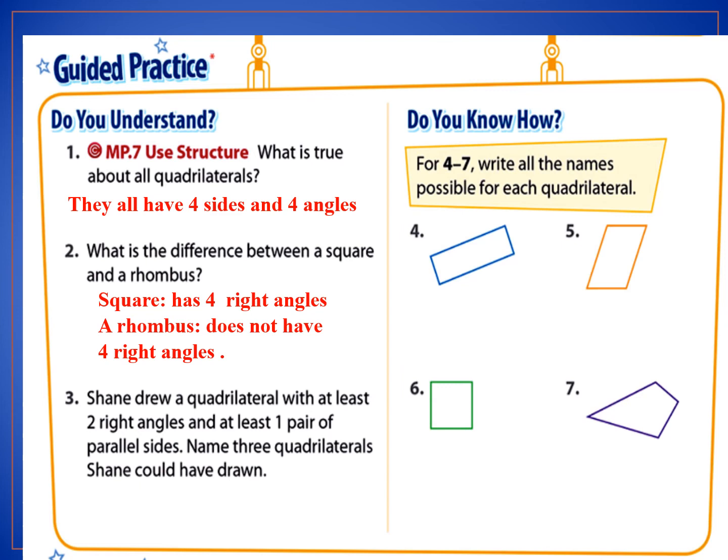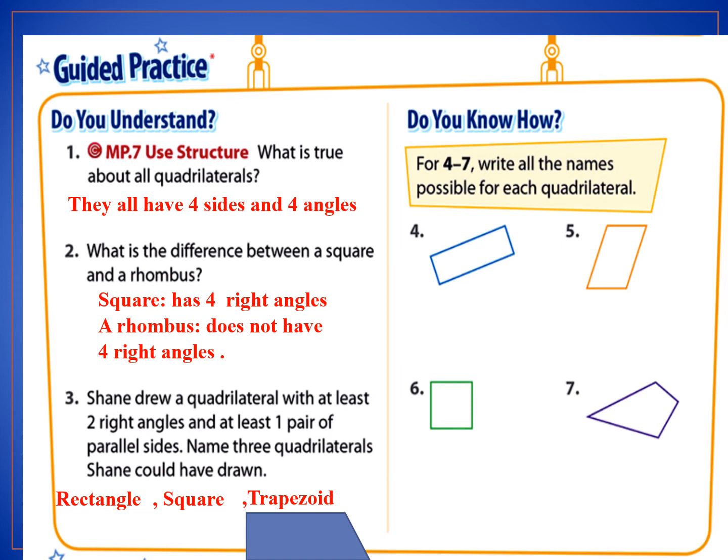And it has 1 pair of parallel sides. It has more than that, it has 2 pairs of parallel sides, but here it says at least 1 pair. So the square has 2 right angles and 1 pair of parallel sides. So the square can be, and also the rectangle can be, and the trapezoid can be, a special trapezoid. Question 4, write all the possible names for each quadrilateral.